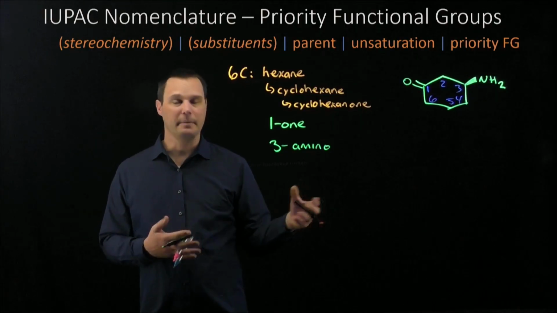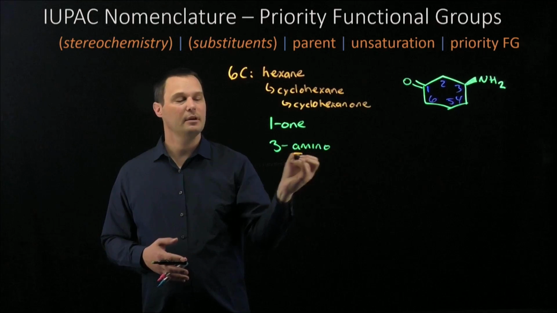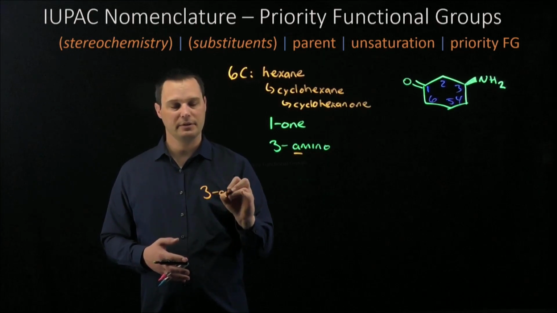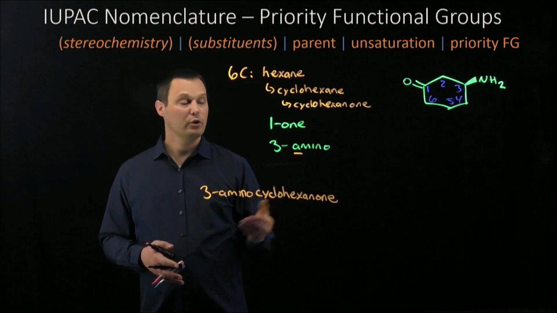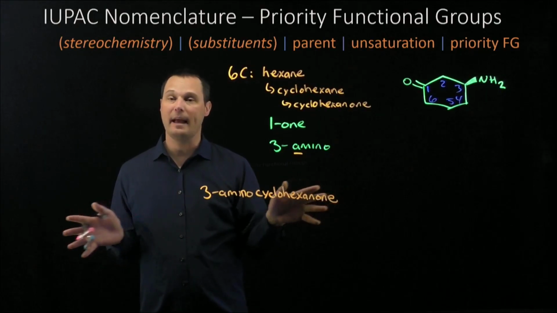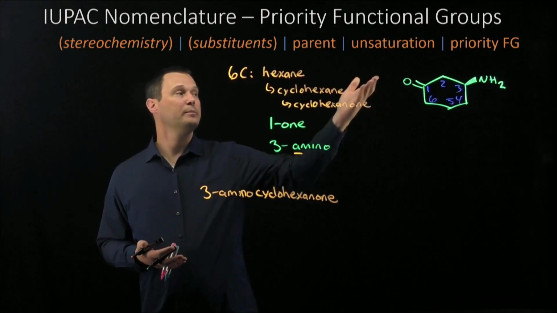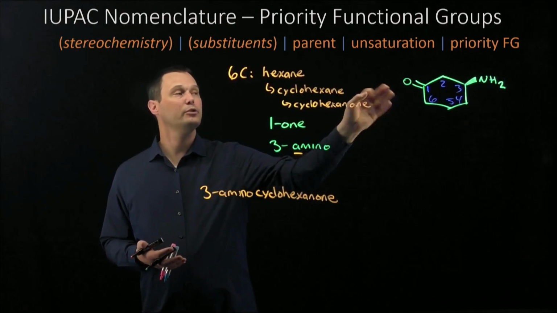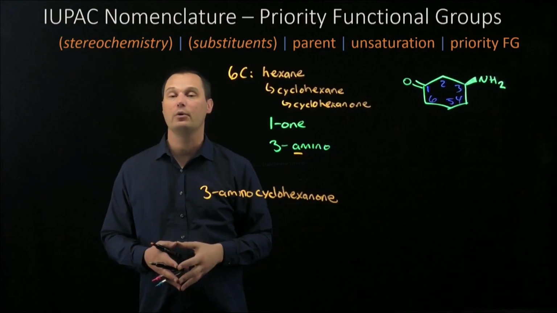Now we're ready to build the name. The 1 is part of the parent hydrocarbon. The only substituent then we have is the amino group, and it will go out in front as 3-amino. And then the name of the parent hydrocarbon, cyclohexanone. Normally, we would need a number to say where the ketone is, because the ketone doesn't have to be at the end of a linear hydrocarbon. But this isn't a linear hydrocarbon. It's a cyclic hydrocarbon. And by definition, the highest priority functional group gets to be carbon number 1 in a ring, so we do not need the number 1 for the 1 in this molecule.